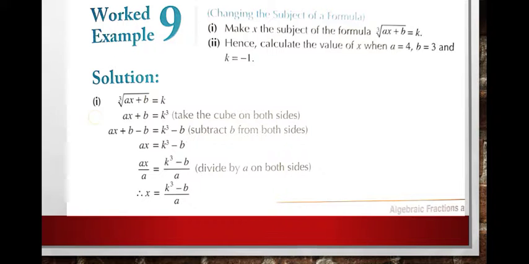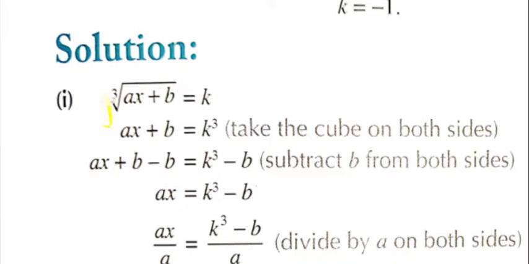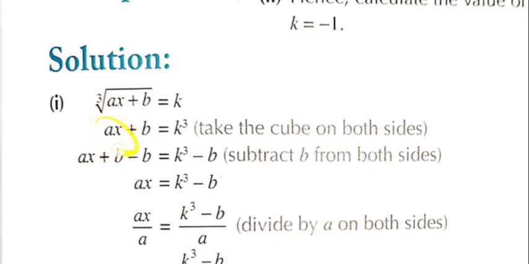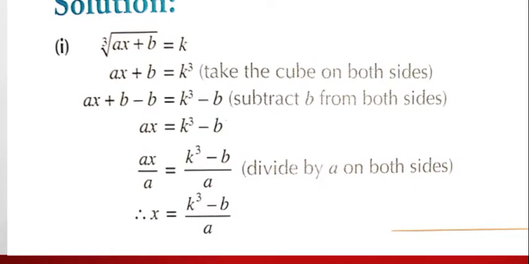So we can move the cube root to the right side, and it becomes cube, to the power of 3. Then because we want x, let's get rid of positive b first, which becomes negative b on the right side. Then let's get rid of this a because it is a times, so you move it and it becomes division. So x equals k to the power of 3 minus b over a.